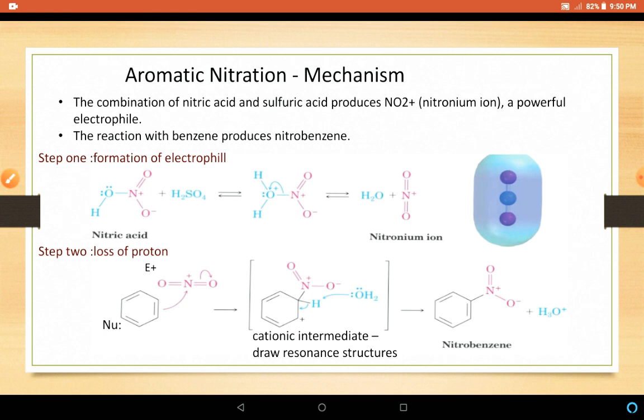In the second step, loss of a proton. The benzene ring is a nucleophile. The nucleophile attacks the electrophile, the nitronium ion. The intermediate formed is a cationic intermediate, and we draw its resonance structures. The double bonds rearrange, the adjacent hydrogen atom is here, and a water molecule attacks this hydrogen atom to produce a hydronium ion. The nitronium ion attacks, and resonance structures will start, leading to the formation of nitrobenzene.